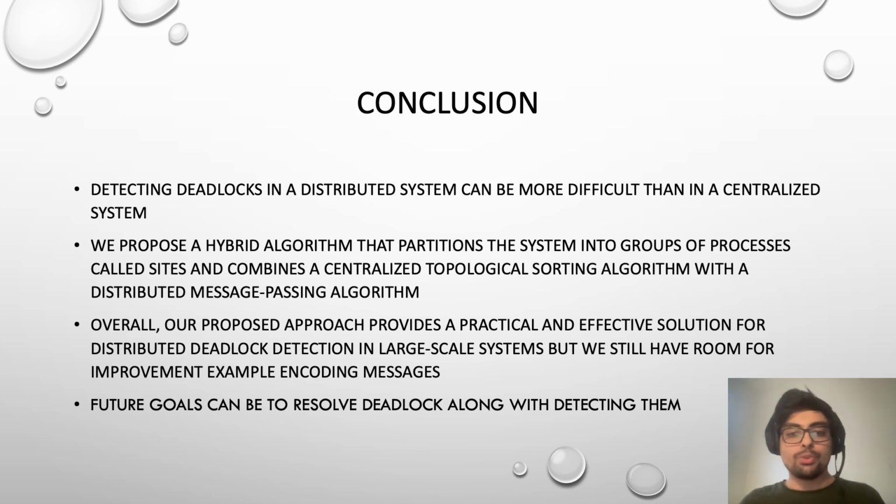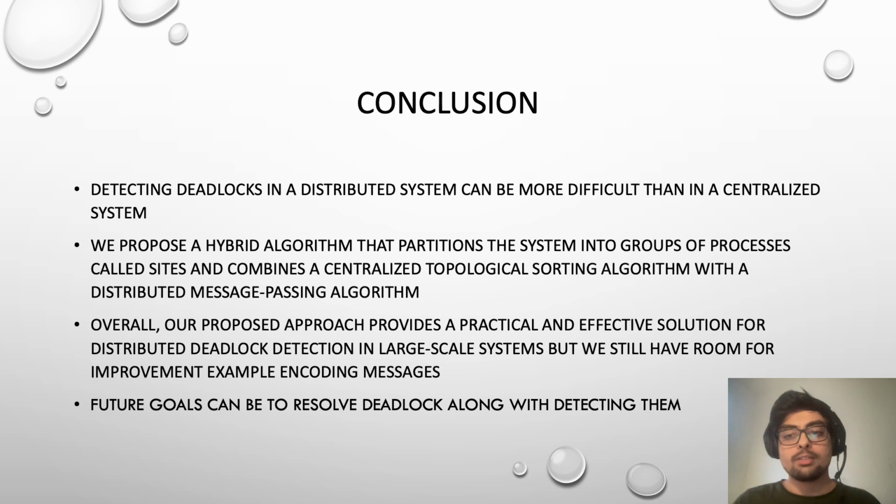Okay, so finally, our proposed approach for deadlock detection in distributed systems involves partitioning the system into smaller groups called sites and using a hybrid algorithm that combines a centralized topological sorting algorithm with a distributed message passing algorithm. The partitioning of the system into sites reduces the number of messages required for communication between nodes and improves the scalability. The hybrid algorithm combines the advantages of both centralized and distributed approaches, making it practical and effective for detecting deadlock in distributed systems.